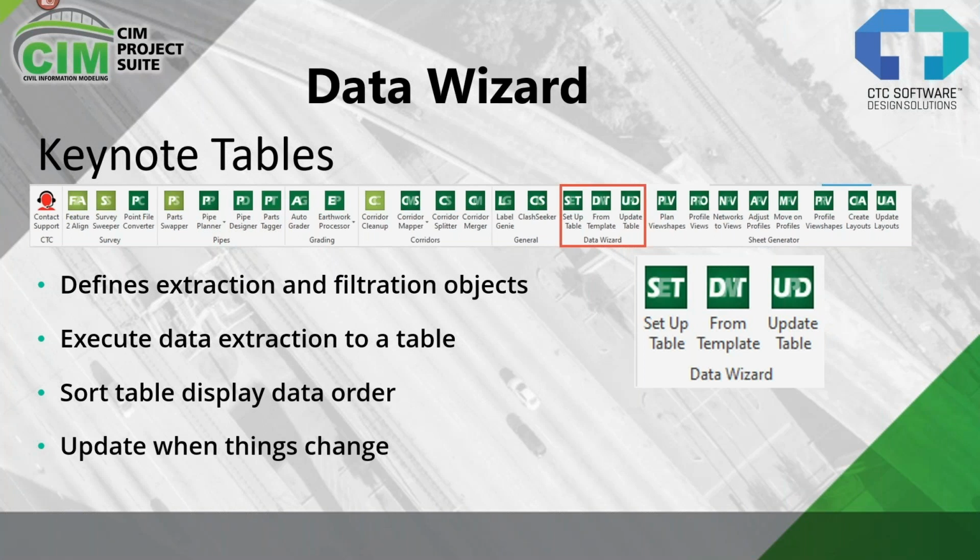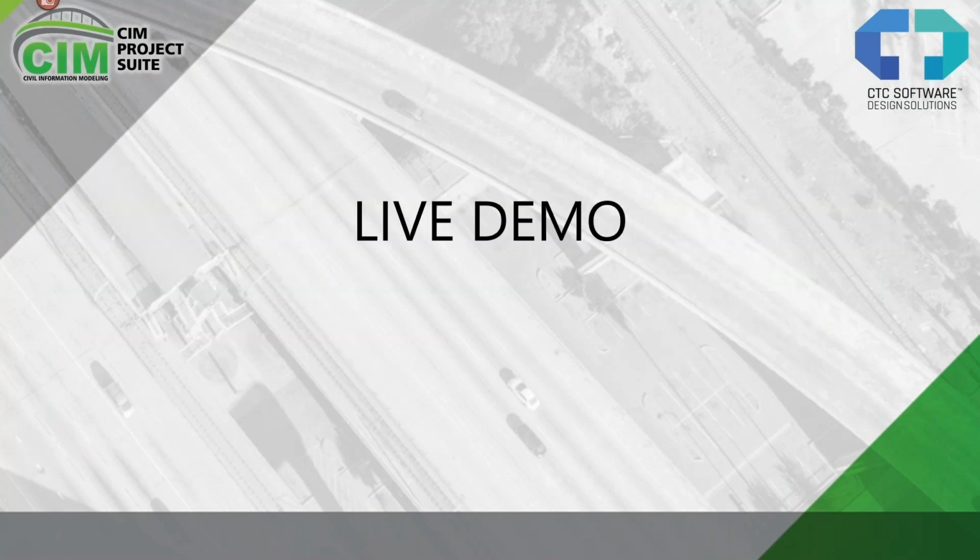So for the keynote table, today we're going to talk about how we define what we want in our keynote table. We're going to execute the extraction to a table. We're not going to get into Excel today because this is more of a drawing-based thing for keynote tables. We're going to show how you can sort things and update when things change. So with that, let's jump into Civil 3D and show you how it works.